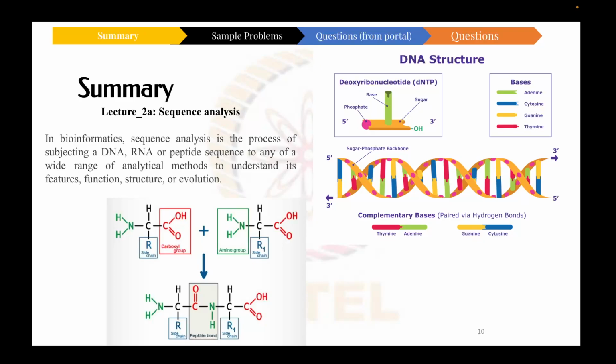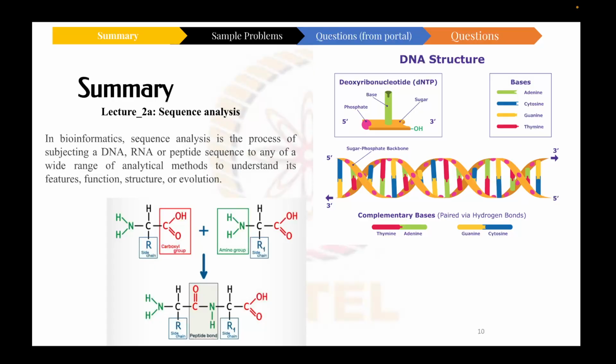So the sequence of amino acids in a protein is dictated by the sequence of nucleotide bases in the corresponding gene. The primary structure of a protein refers to the linear sequence of amino acids, and the order of amino acids is determined by the genetic code encoded in the DNA of a gene.